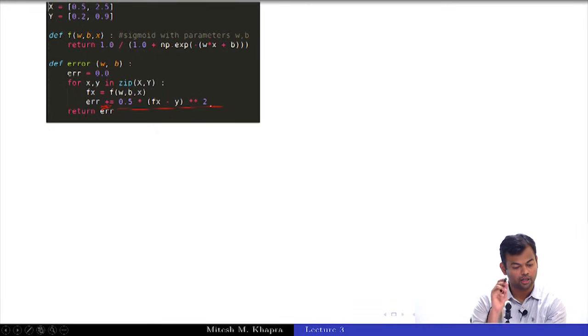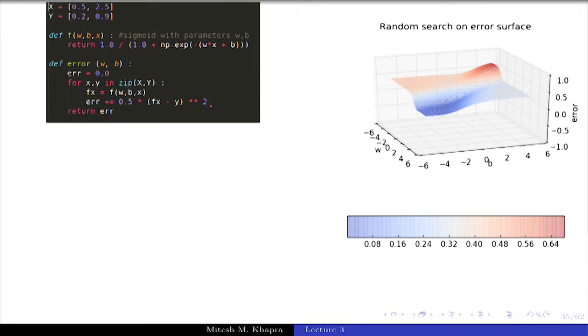Is that fine? Now I'll take this, try out a lot of values of w comma b and plot the error surface. Okay, but this is only for illustration. In practice I'll not do this. We just know that this error surface exists. I just want to verify that whatever algorithm I come up with does an efficient navigation of this error surface. That's what I want to verify. Okay, that's why I'm plotting this.